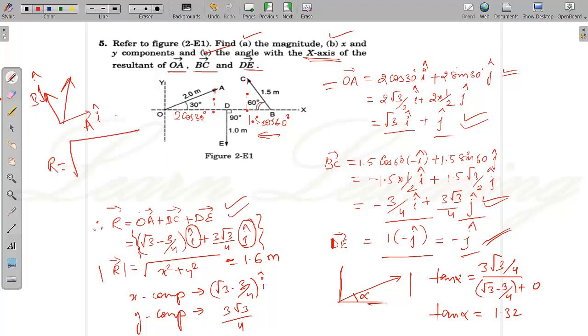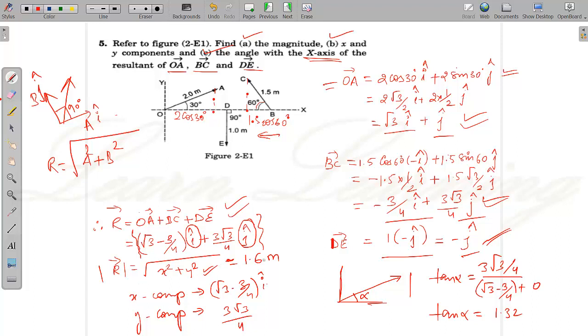The resultant will be under root of a square plus b square plus 2ab cos theta. This will simply be under root of a square plus b square. Why? The cos theta term disappears because the angle between the vectors is 90 degrees, and cos 90 is equal to 0. So this can simply be given by under root of x square plus y square. So that is the resultant.